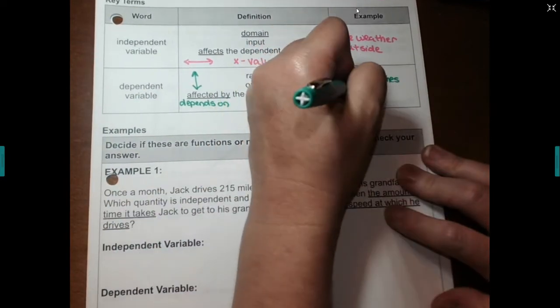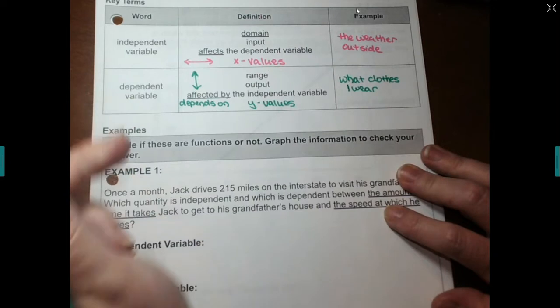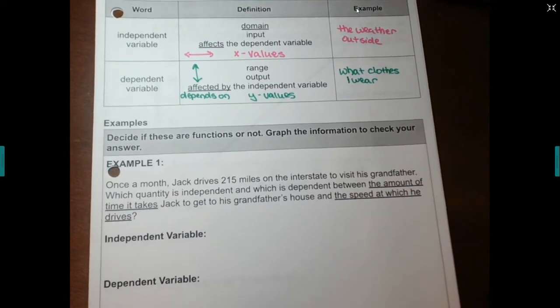So that's an example. Ooh, that's the strangest eye ever. Okay, so that's an example of how we can think about independent variables and then dependent variables. The weather outside can change and do whatever it wants. I react to that. My clothes depend on what the weather is doing outside. I don't get dressed and then the weather says, oh, she's wearing shorts and a t-shirt, it needs to be hot. That's not how it goes.